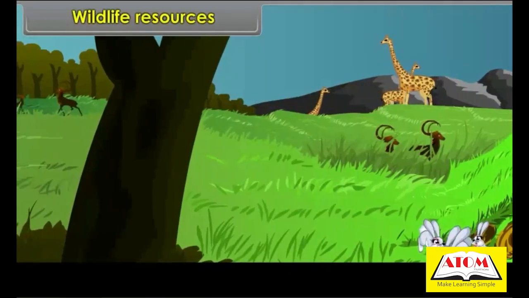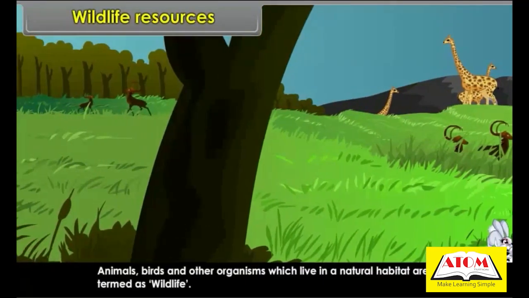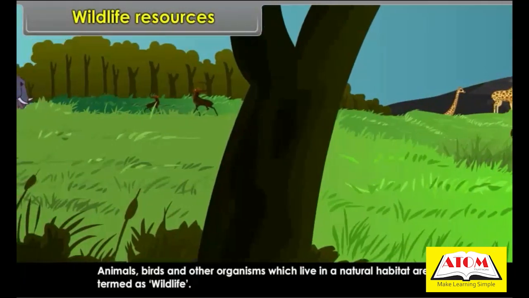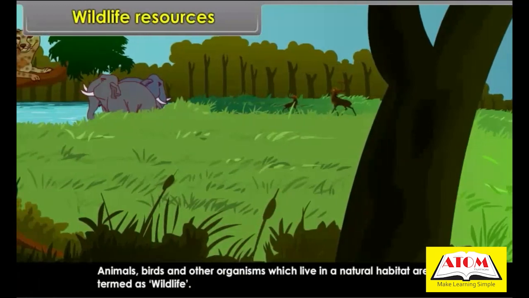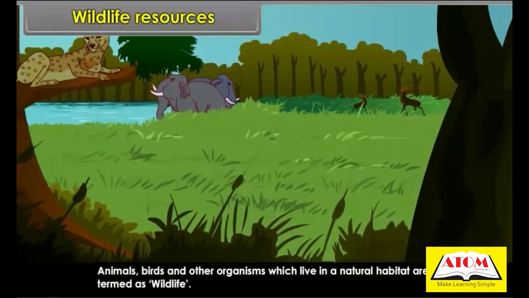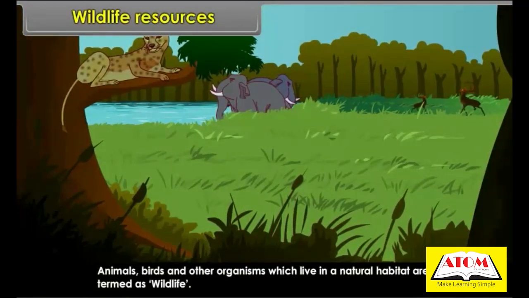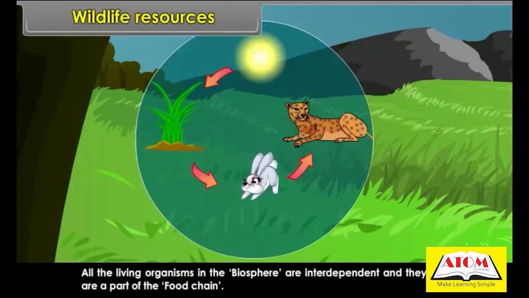Wildlife resources. Animals, birds and other organisms which live in a natural habitat are termed as wildlife. All the living organisms in the biosphere are interdependent and they are a part of the food chain.